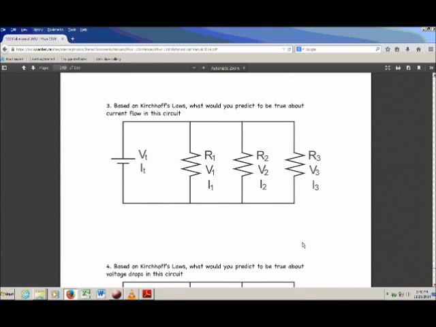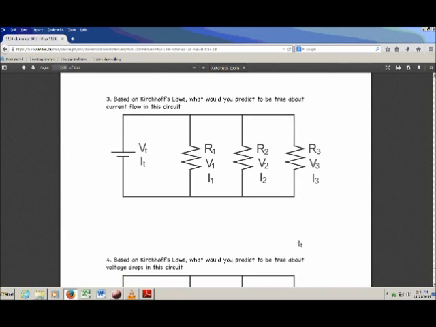And the second circuit they ask you about is a parallel circuit. So you've got 3 branches here. What can you say about the total current relative to the individual currents? And what can you say about each of these voltages relative to the total voltage? It's very similar to what we just discussed.